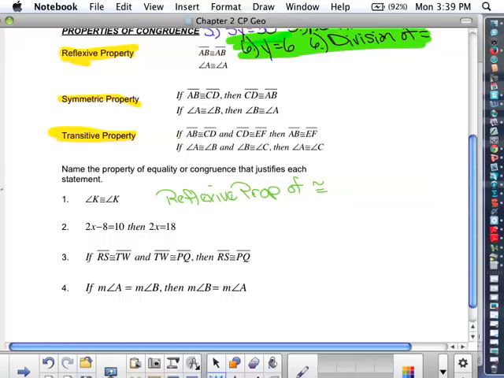2x minus 8 equals 10, then 2x equals 18. That would be the addition property of equality. If segment RS is congruent to segment TW, and segment TW is congruent to segment PQ, then segment RS is congruent to segment PQ, and that is the transitive property of congruence. Number 4, if the measure of angle A is equal to the measure of angle B, then the measure of angle B is equal to the measure of angle A, and that is the symmetric property of equality.